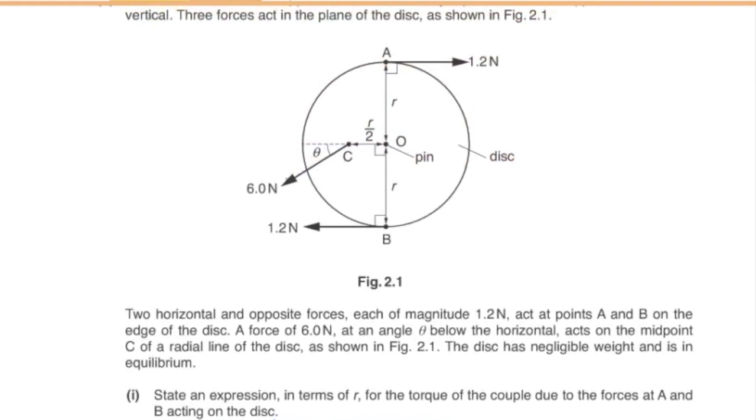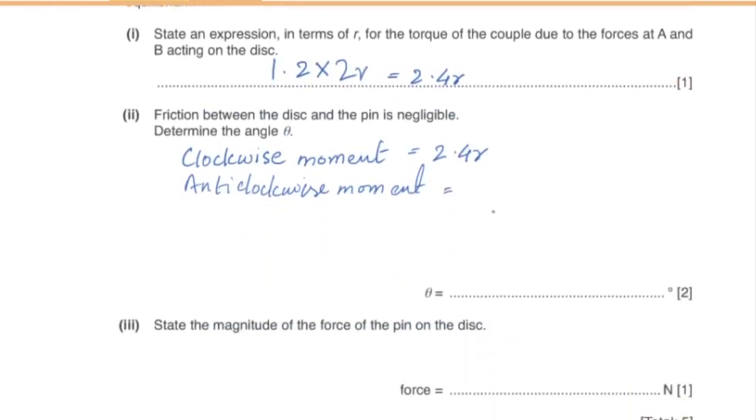and the anti-clockwise moment of the disk is being caused by this force, 6 newtons of magnitude. But the force that we are supposed to use over here is not the 6 newtons, but its vertical component, because we are supposed to use force and the perpendicular distance from that force to the pivot point. So the vertical component of the force, 6 newtons, is 6 sine theta, and the distance from this force's vertical component to the pivot point is r by 2. So 6 sine theta r by 2.